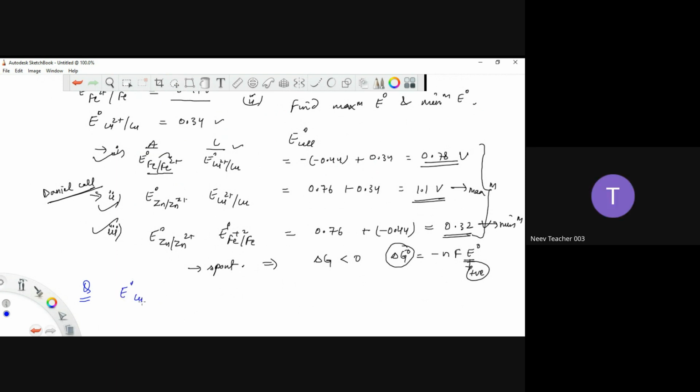Now one more question. If E naught of Cu2 plus to Cu plus is 0.15 volt and E naught of Cu plus to Cu is 0.52 volt, now find E naught of Cu2 plus to Cu. Okay, we know this value, but we need to find it using the given potentials. So what will be the value of Cu2 plus to Cu? That you need to find out.